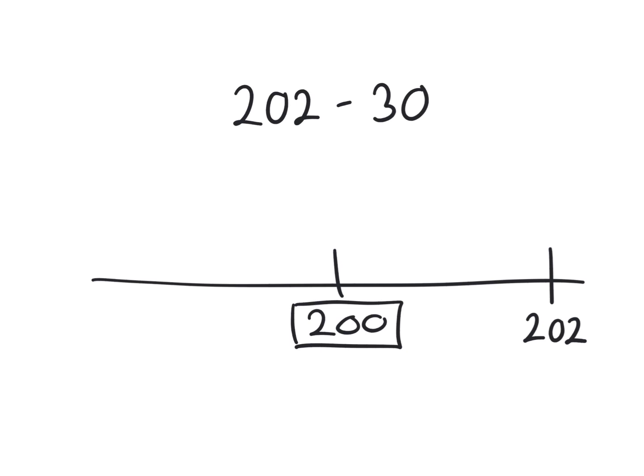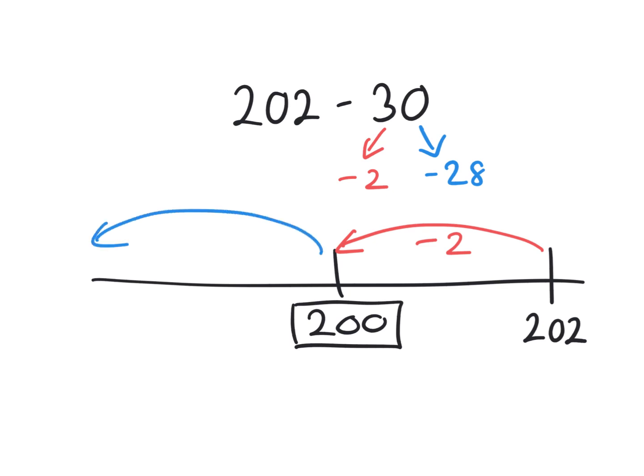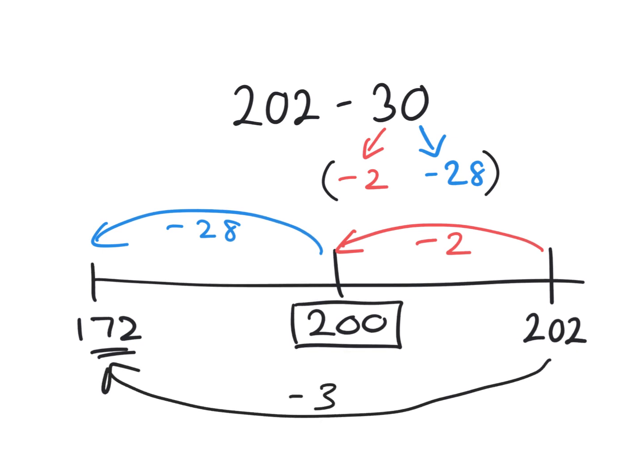So let's have a look. So if I take my 30, okay, I can break that up into -2 here, which will take me down to 200. Then the remaining -28. So if I take my -28 here, I will finish up at 172. Yep, so looking at these two parts here, you can see how we have our -30 broken down into 2 separate steps, which gives us the overall jump of -30.